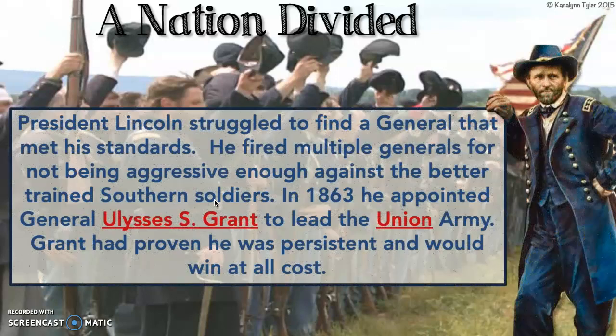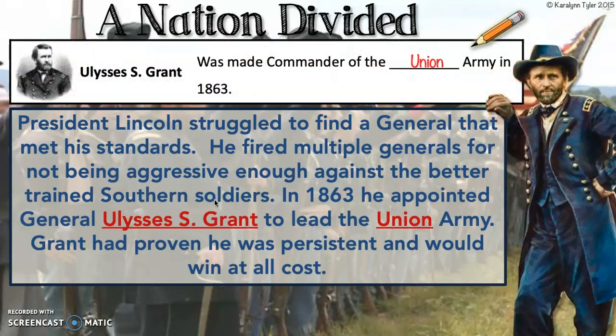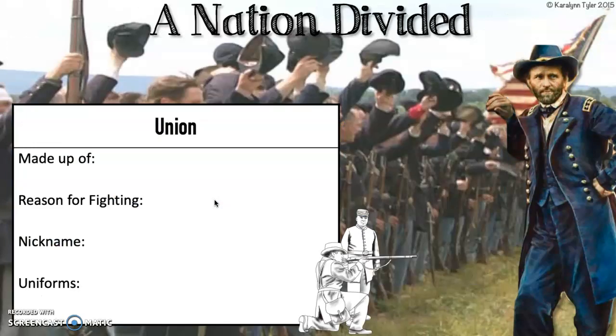President Lincoln struggled to find a general that met his standards. He fired multiple generals for not being aggressive enough against the better trained Southern soldiers. In 1863, he appointed General Ulysses S. Grant to lead the Union Army. Grant had proven he was persistent and would win at all costs. General Grant was made commander of the Union Army in 1863.